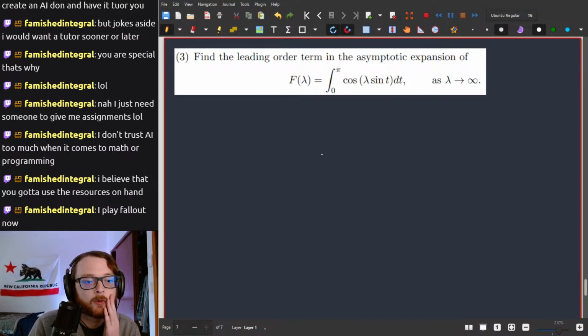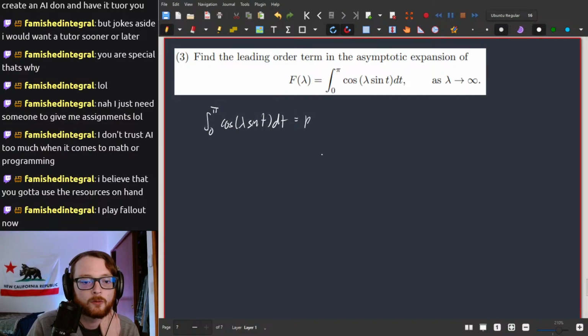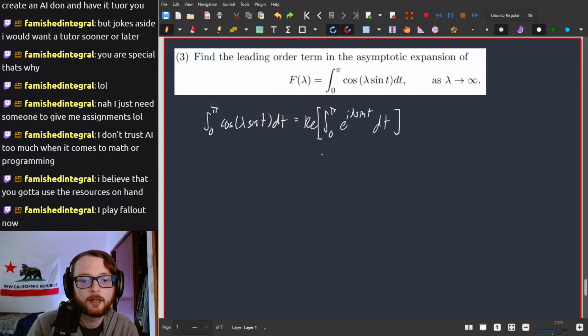So I'm going to take lambda sine t dt as the real part of the integral from 0 to pi of e to the i lambda sine t dt. And this is the integral that I want to work on.